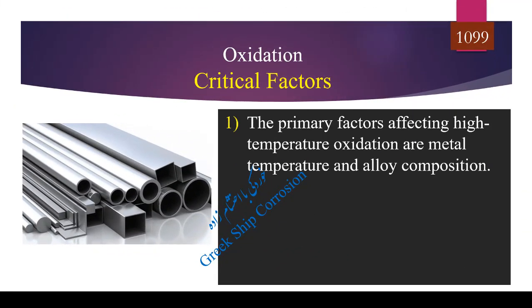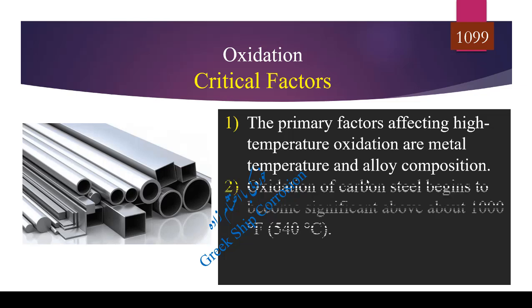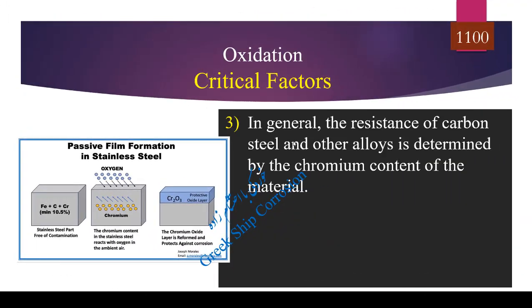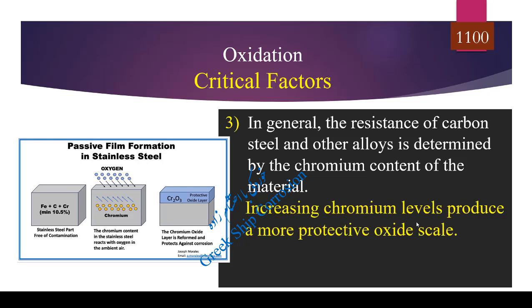Critical factors. 1. The primary factors affecting high-temperature oxidation are metal temperature and alloy composition. 2. Oxidation of carbon steel begins to become significant above about 1000 degrees Fahrenheit. Rates of metal loss increase with increasing temperature. 3. In general, the resistance of carbon steel and other alloys is determined by the chromium content of the material. Increasing chromium levels produce a more protective oxide scale.